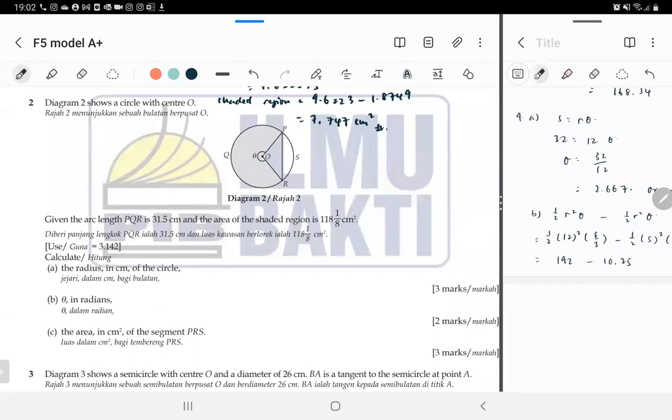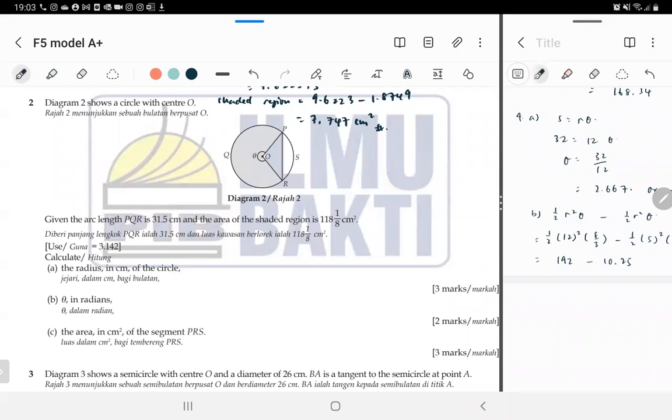Is it very difficult? Isn't it the same as the area formula, the one that you have to subtract? Yeah, same formula only. Okay, radius 7.5, yes.